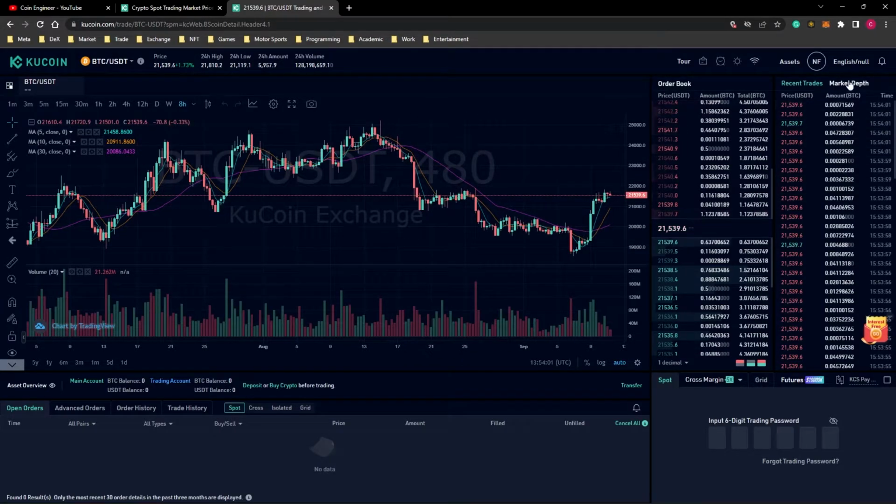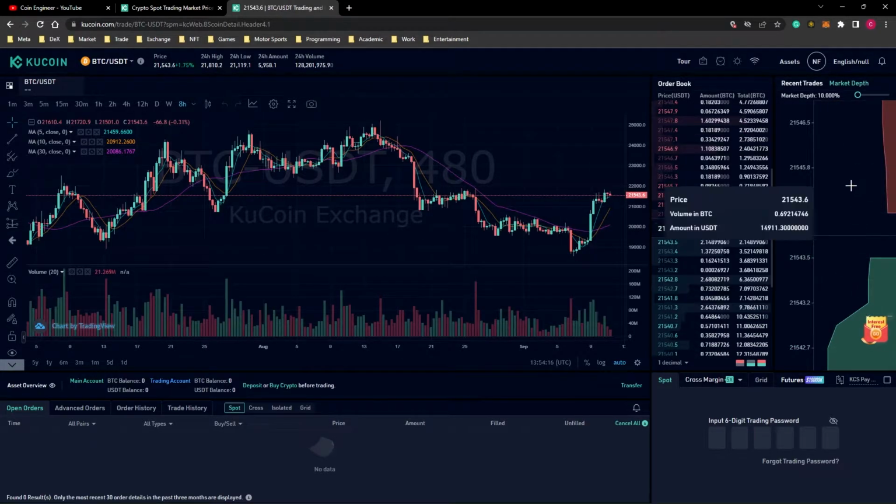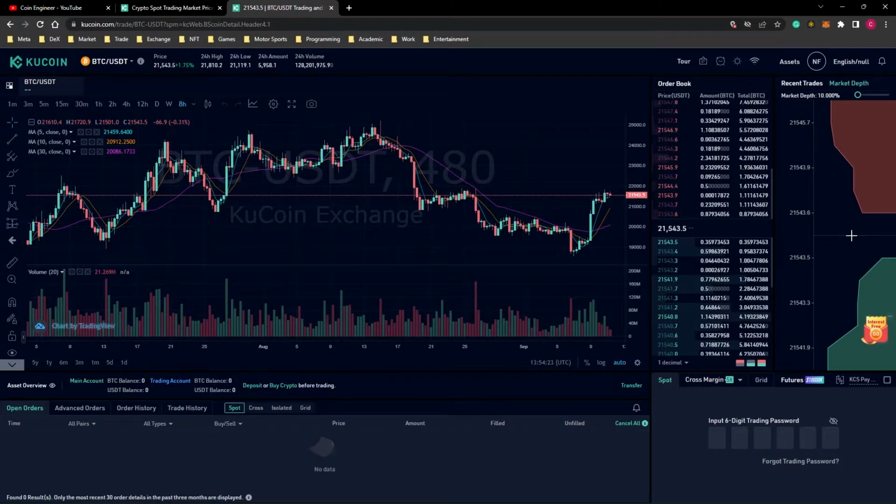Also, you can look at the current market depth as the total number of buyers or sellers. You will see the price point for each buy and sell order that matters in the current market. And based on this data, you can predict if the market price will go up or down.